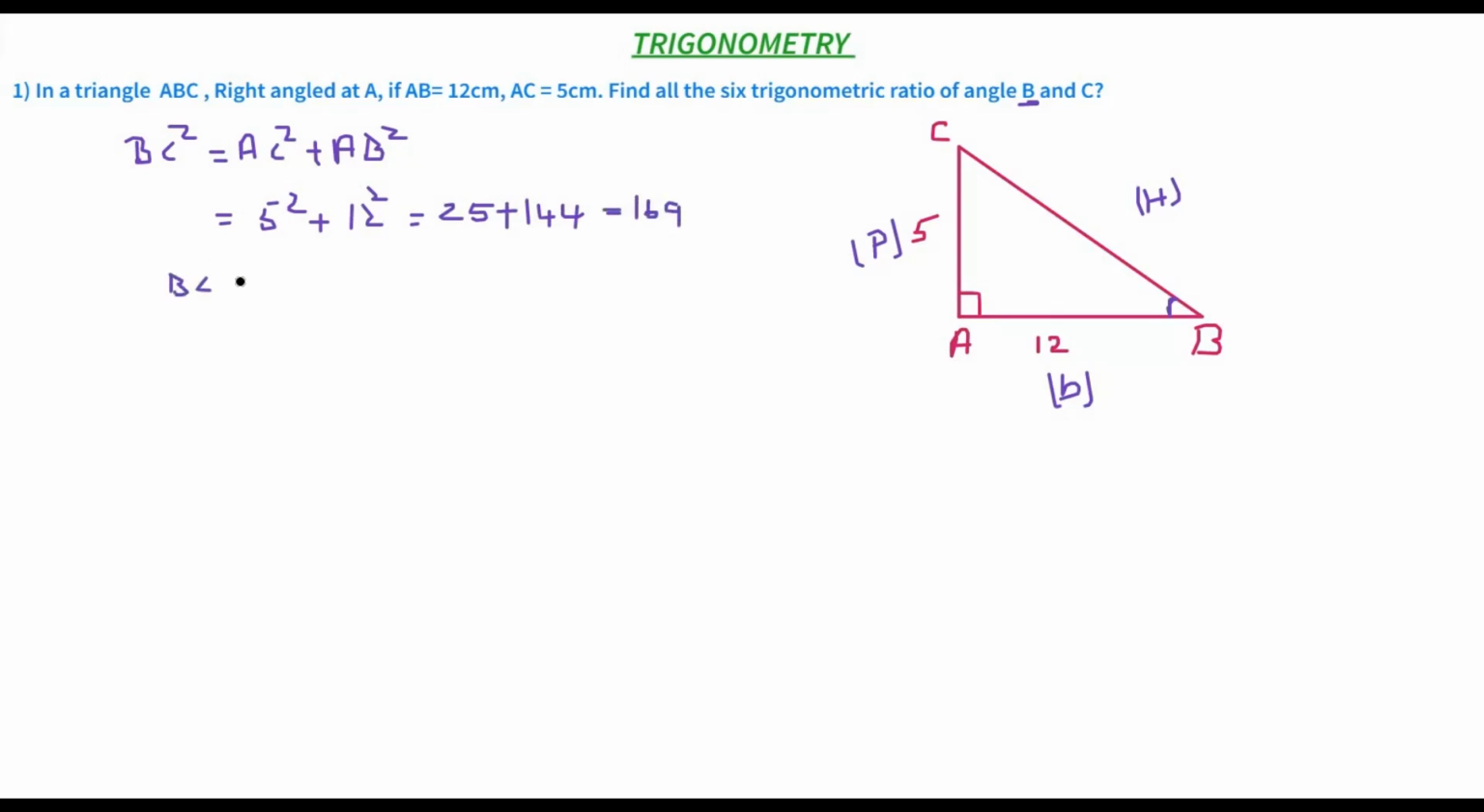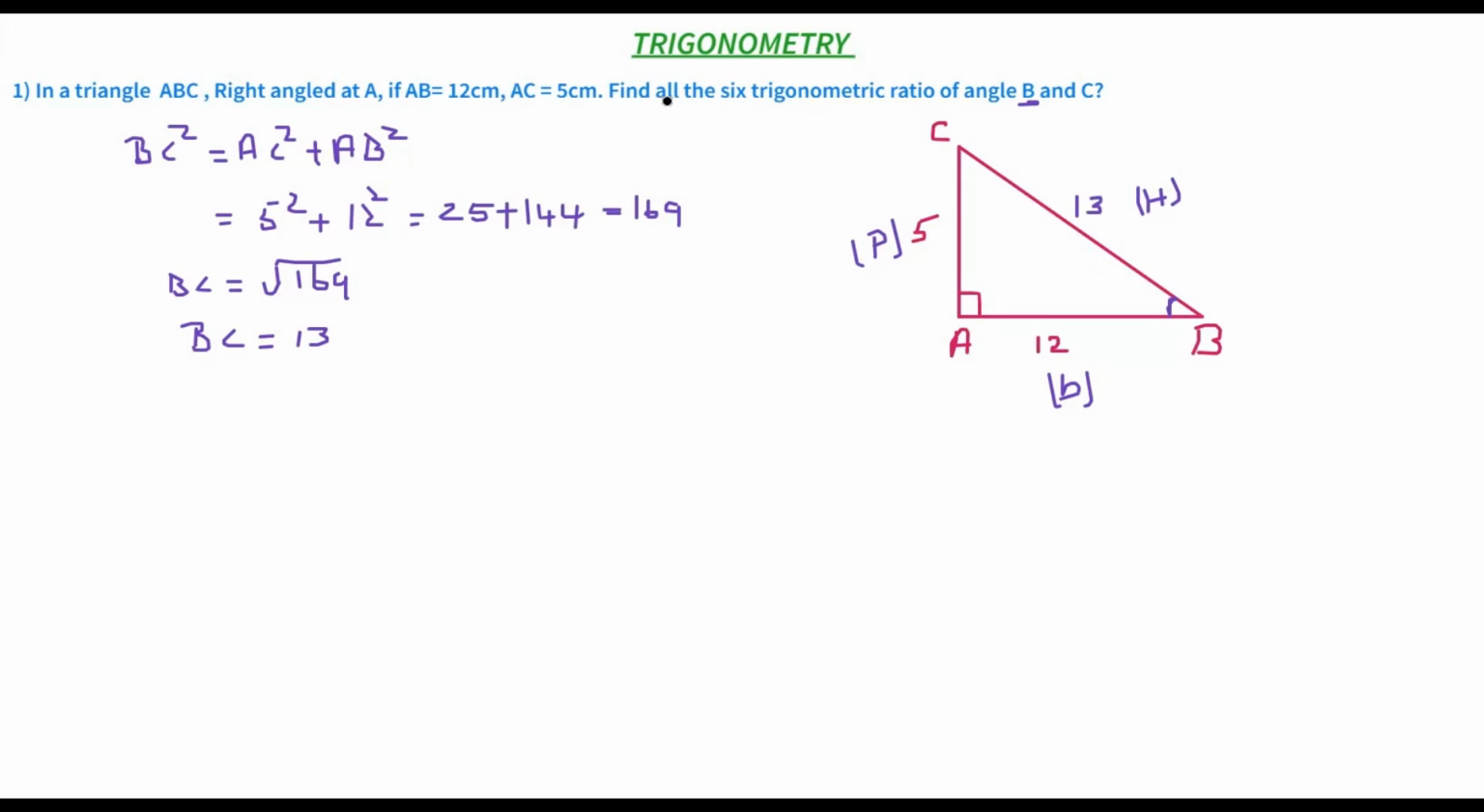So BC equals, since there is a square here, squaring on both sides, this will give root of 169. So what is root of 169? BC equals 13. To do this trigonometry, it is better if you remember all the square numbers. What is 5 square, 12 square, 13 square, till 25 square. This will be really helpful so that you are able to find the square root and do the square. So now we have got the value of BC as 13. So we have got the hypotenuse as 13.